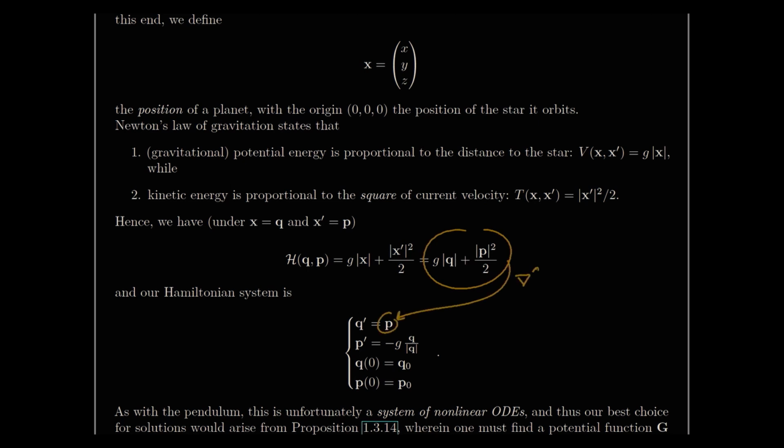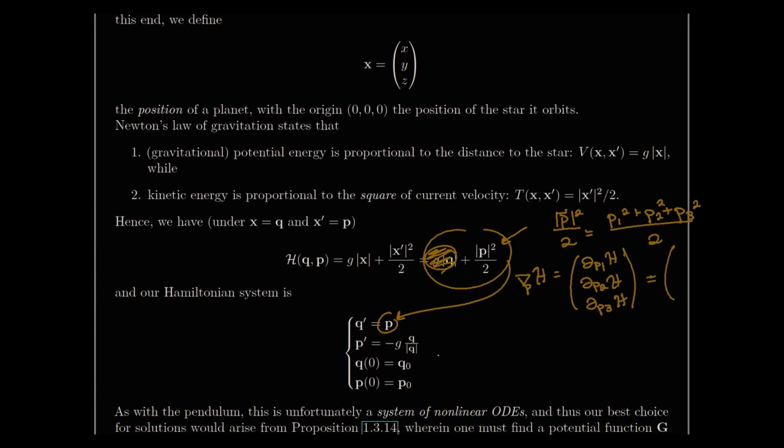If I take a gradient of h in the vector p, what's going on here? Well, the vector q doesn't care about the vector p at all, so that's gone. Let's think about what the magnitude of p squared over 2 actually is. Magnitude of p squared as a vector is p1 squared plus p2 squared plus p3 squared, all divided by 2. If I take the gradient of that, I get the partial derivative in p1 of h, the partial derivative in p2 of h, and the partial derivative in p3 of h. That's going to give me 2p1 divided by 2. So 2p1 divided by 2 is just p1, 2p2 divided by 2 is just p2, 2p3 divided by 2 is just p3. What do you know? This is exactly the vector p.